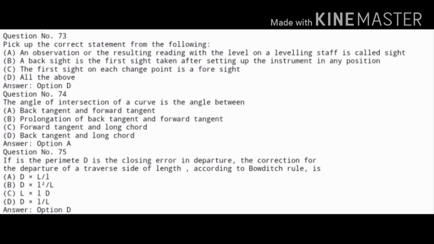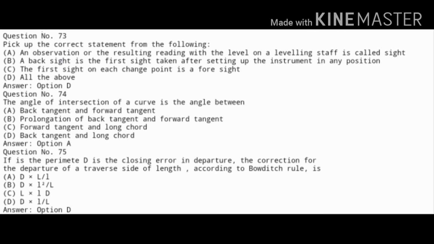An observation or the resulting reading with the level on the leveling staff is called a sight. A back sight is the first sight taken after setting up the instrument in any position. The first sight on each change point is a foresight. Intersection angle of a curve is the angle between the back tangent and the forward tangent. The perimeter D is the closing error in the departure.